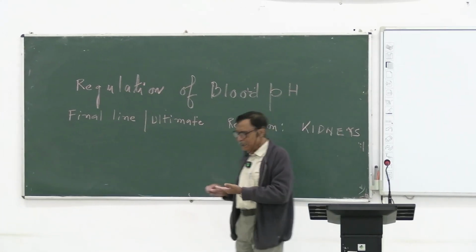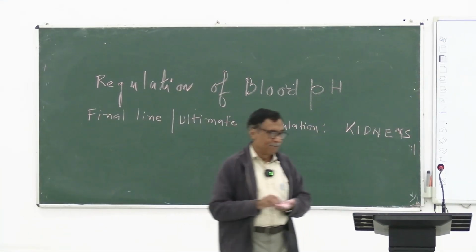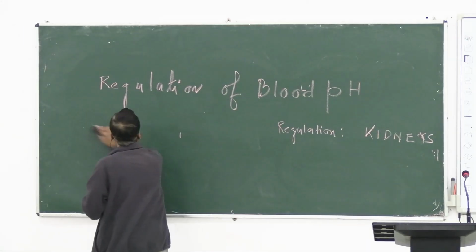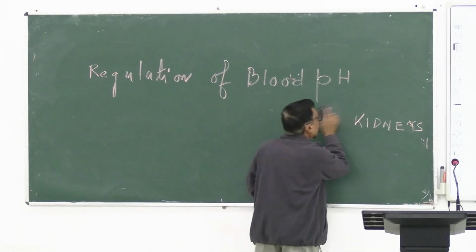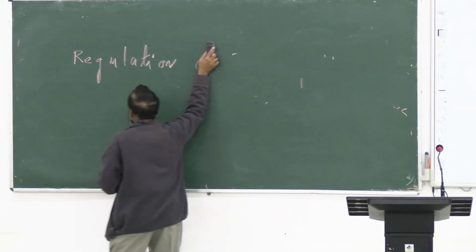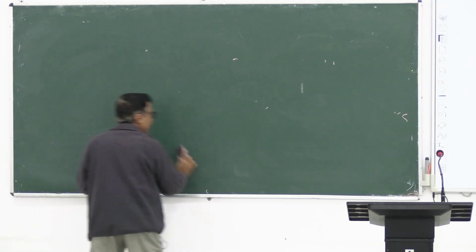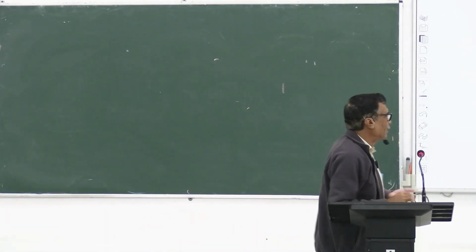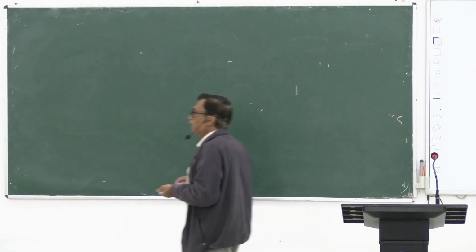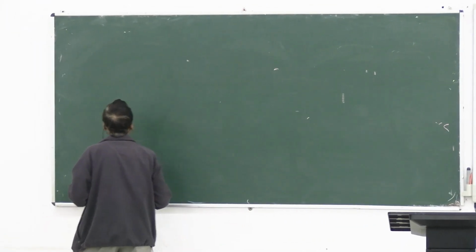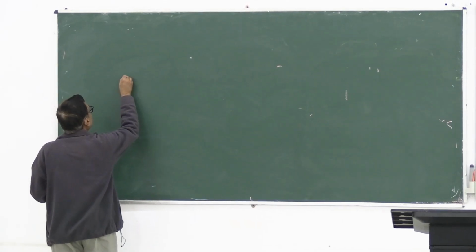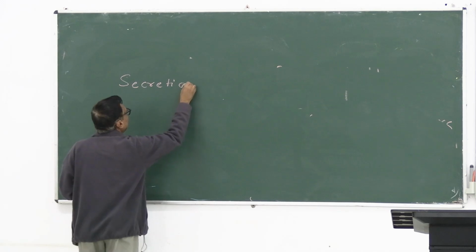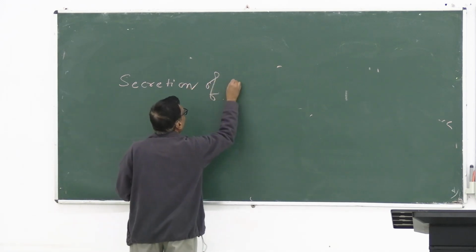How kidney helps to maintain acid base balance? Final regulation is by kidney. First line হচ্ছে কি buffers, second line lungs, third line kidney. Ultimate regulation kidney. কি করে, how kidney কি করে করে? কিডনির কি ফাংশন? কিডনি হচ্ছে secretion of the hydrogen ion. Is the very important function of the kidney. That is tubular secretion of the hydrogen ion.